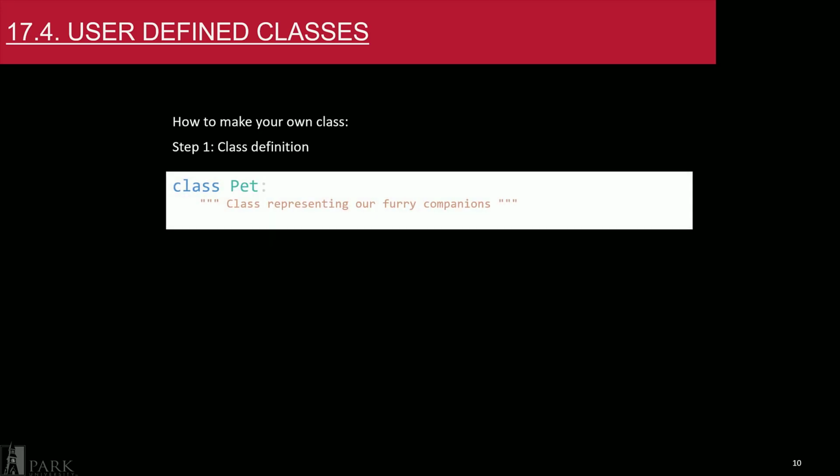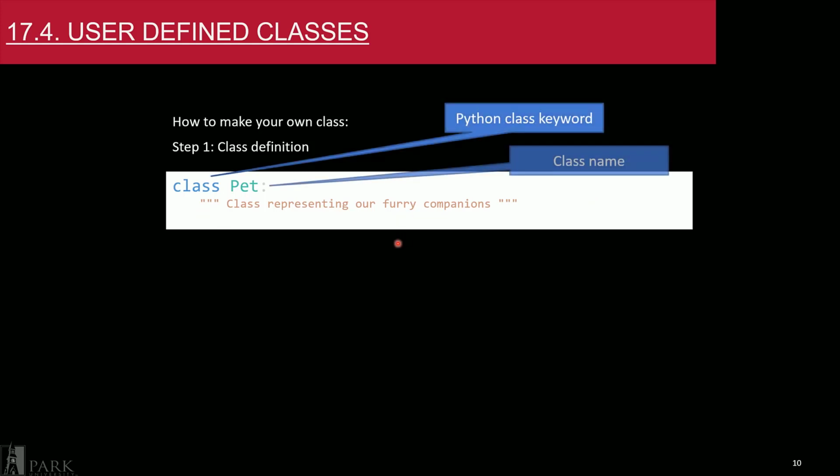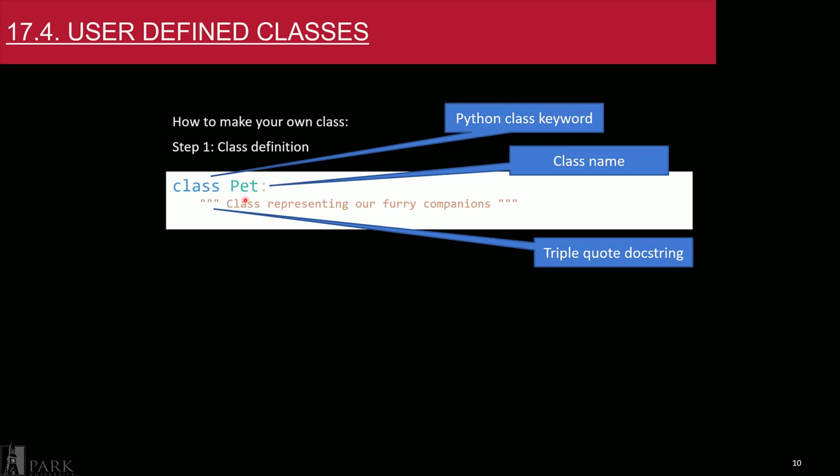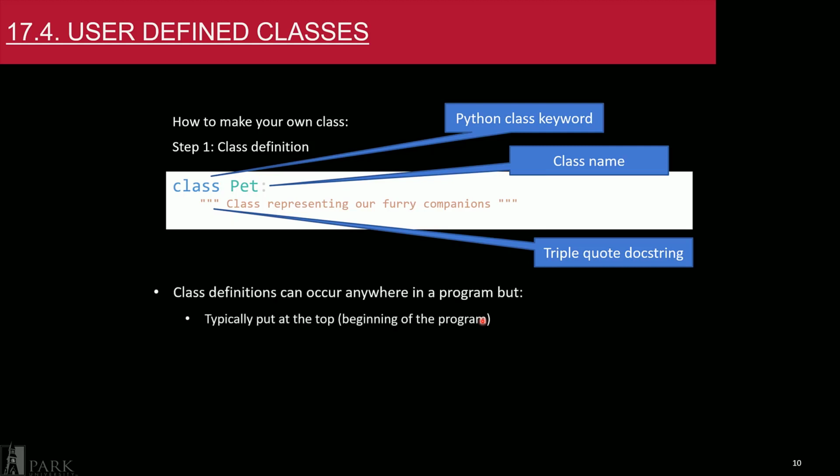And you can see here that I'm giving it a comment to tell you what it is, right? So the definition consists of the Python class keyword, the name that we are giving to our class, and our docstring. We can put class definitions anywhere in a program, but typically we put them up at the top, at the beginning of the program, or we must put them in their own file. And they've got to be declared before they're used, because remember, Python is interpreted line by line.